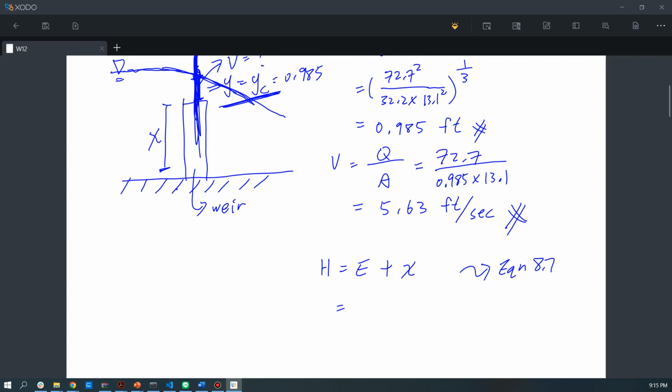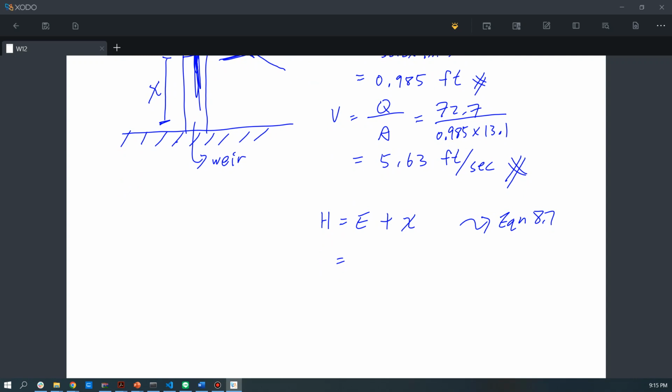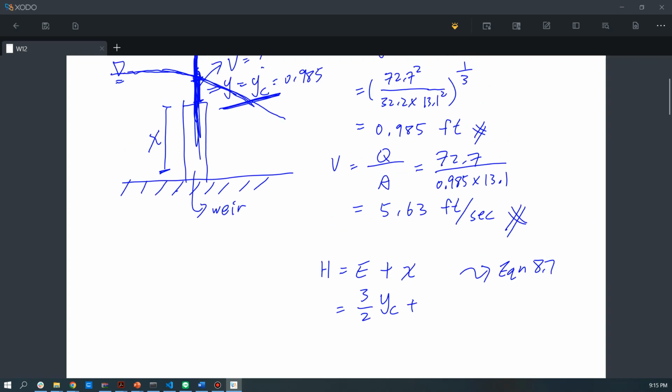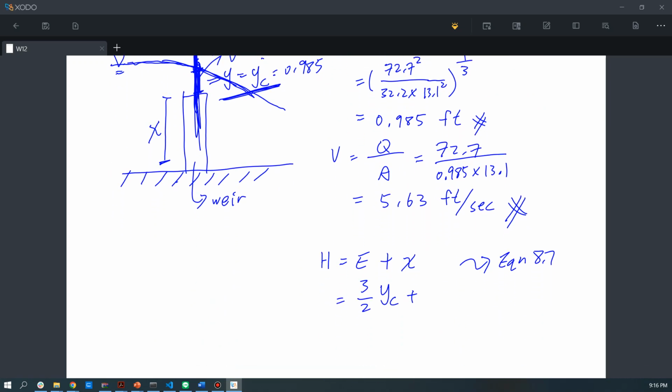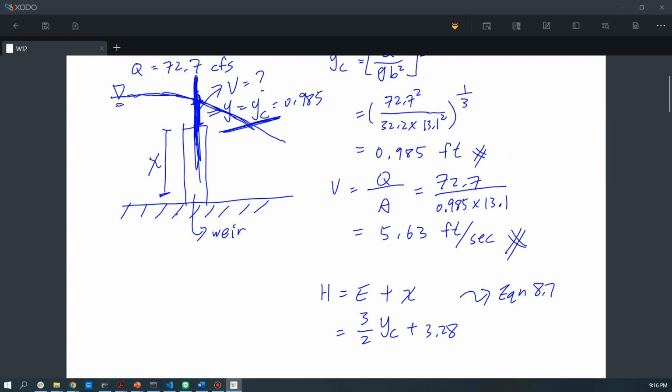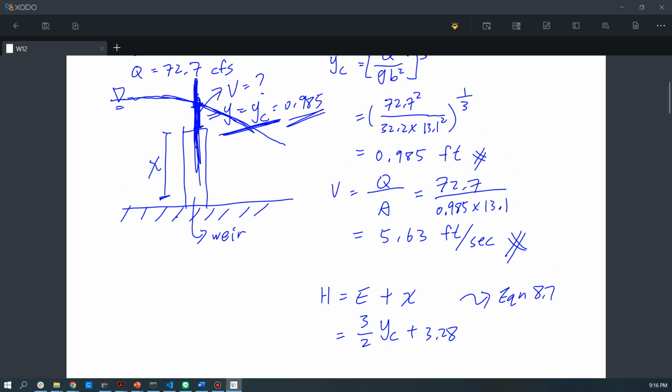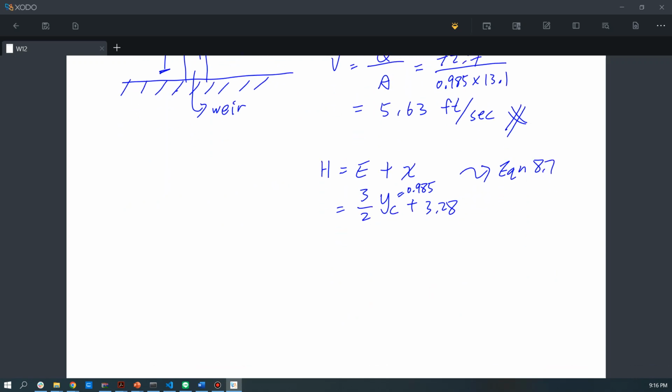So we can further expand this. The specific energy is equal to 3/2 times the critical depth plus the height of the weir, which is 3.28 in our question. And we plug in the critical depth that we just solved for, yc, which is equal to 0.985. So we can solve for this H, which is 4.76 feet.